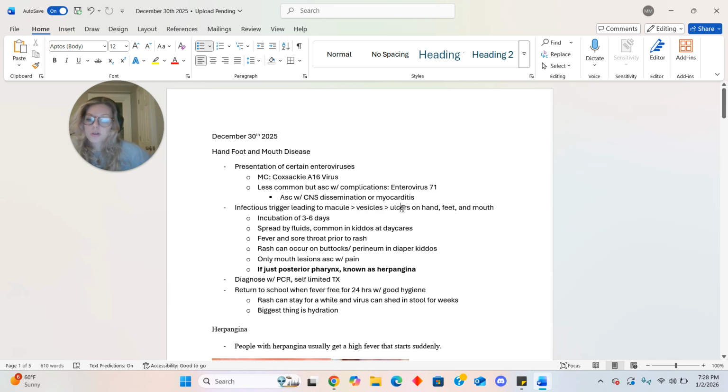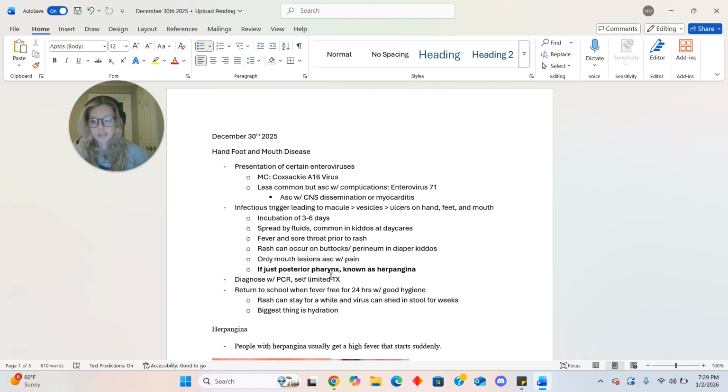Typically, the mouth lesions are a little painful. There's going to be an incubation of 3 to 6 days. It's going to spread by fluids, so it's common in kids at daycares. You're going to have URI symptoms prior to getting the rash, so fever and a sore throat. And then only mouth lesions are typically associated with pain. This isn't going to be itchy. It's not going to be itchy on their hands. Typically painless on their hands and feet as well.